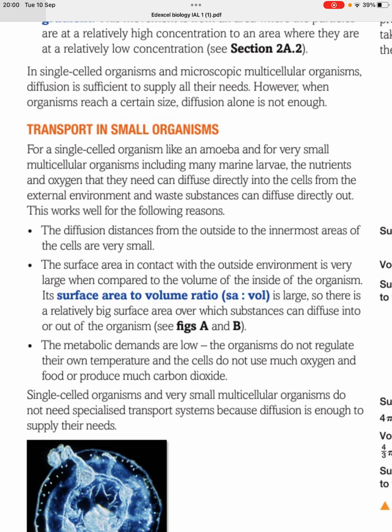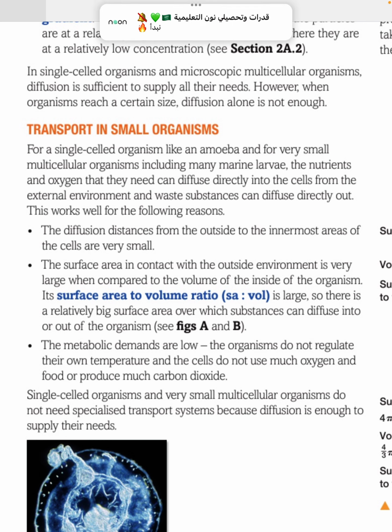Transport in small organisms. Why can it happen only through diffusion? First of all, because of small distance, and second of all, big surface area. Third, which is the last one, the metabolic demands are low.